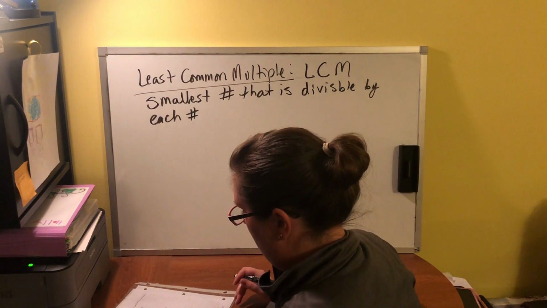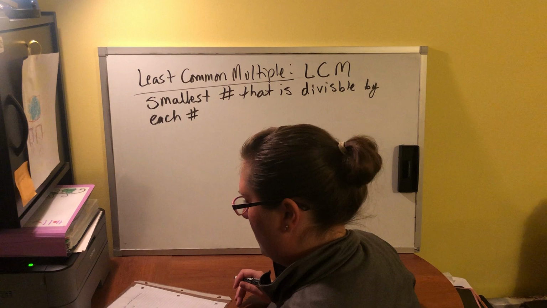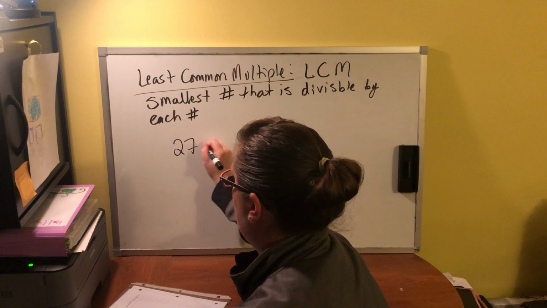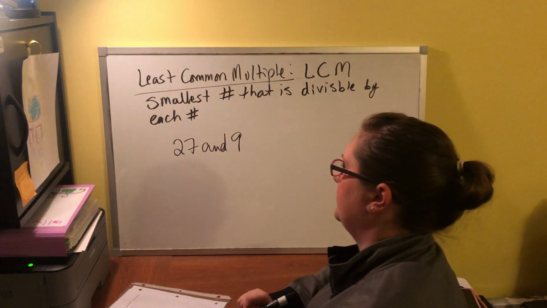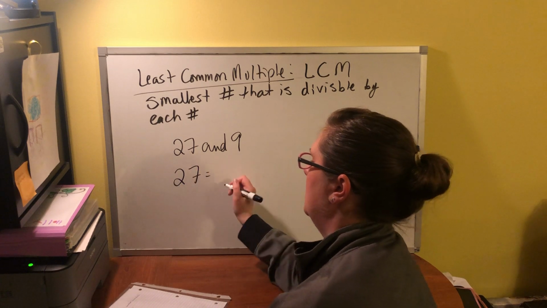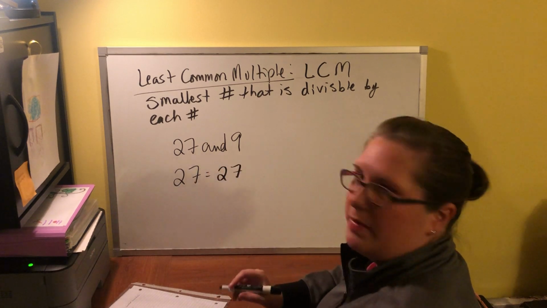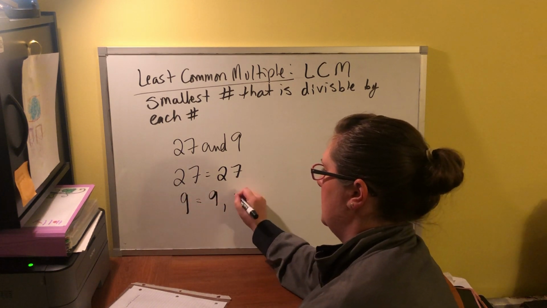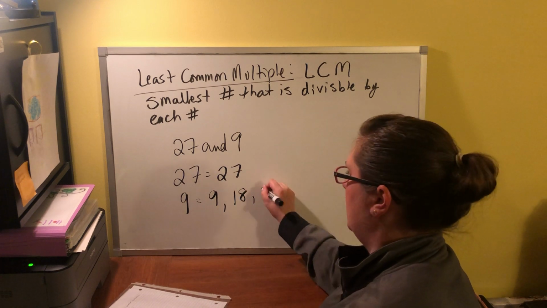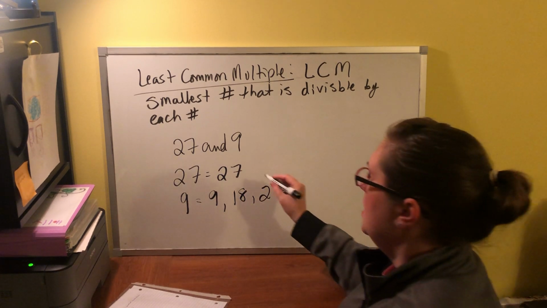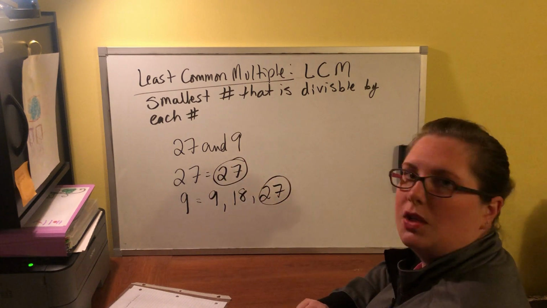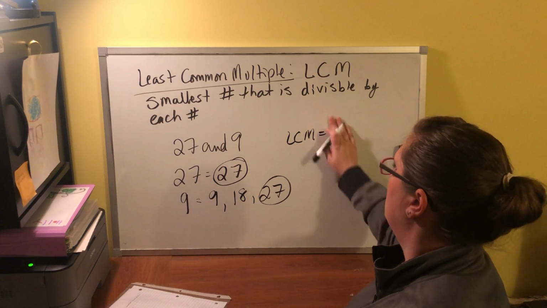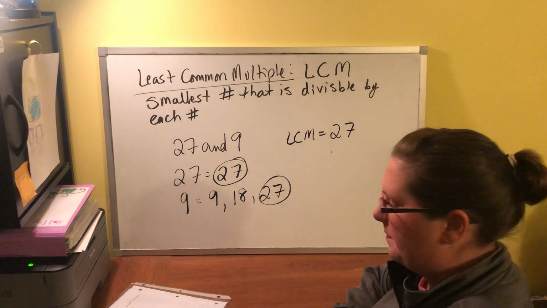Okay, let's go ahead and look at, I have several examples in your notes. Let's just do a couple of them. Let's do 27 and 9. So let's go ahead and analyze 27. Well, 27 times 1, right? 27. We may want to stop there to see what's going on with the 9. So let's go ahead and look at the 9. 9 times 1 is 9. 9 times 2 is 18. 9 times 3 is 27. Well, I can stop, right? Because they both have 27 in common, right? That's the smallest. So your LCM, your least common multiple, would be 27, okay?